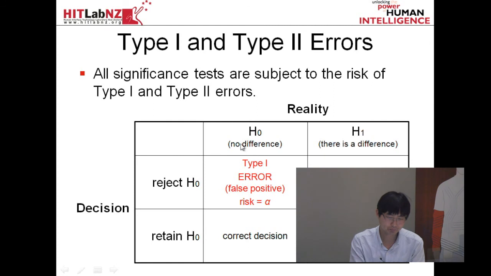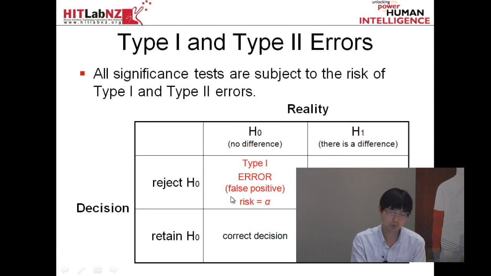If you think of this, two columns are saying in reality, let's say there is no difference between the two interfaces, and this is a case where there is a difference in reality, and this is what you decided based on statistics. So if, based on statistics, you have rejected your null hypothesis, even if in reality it was true, then you're making an error. And we call this type of error type 1 error.